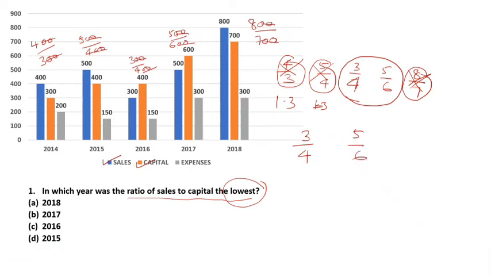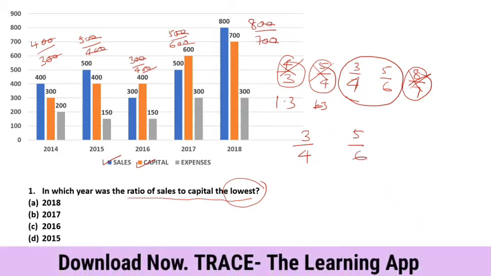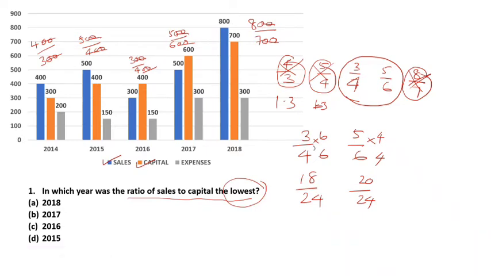Which one is the lowest? Here you can see 3 by 4 and 5 by 6. If you take the LCM, you can multiply here by 6 and 6. So you will get this as 18 by 24. Here if you multiply this by 4 and 4, here you will get it is 20 by 24. What we have actually done, multiplying by 6 and multiplying by 4, we are taking the LCM of 4 and 6. LCM of 4 and 6 is 24. So we are writing these two numbers by taking their LCM. So here you can see 18 by 24 and 20 by 24. So obviously 18 by 24 is the lowest number.